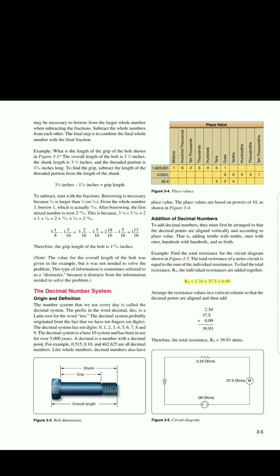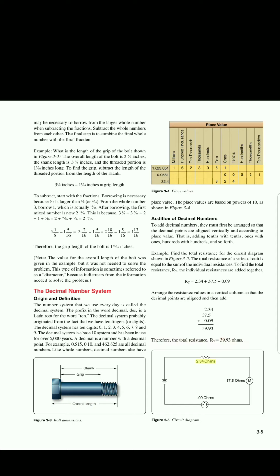RT equals 2.34 plus 37.5 plus 0.09. Arrange the resistance values in a vertical column, so that the decimal points are aligned, and then add. 2.34 plus 37.5 plus 0.09 equals 39.93. Therefore, the total resistance, RT, equals 39.93 ohms.